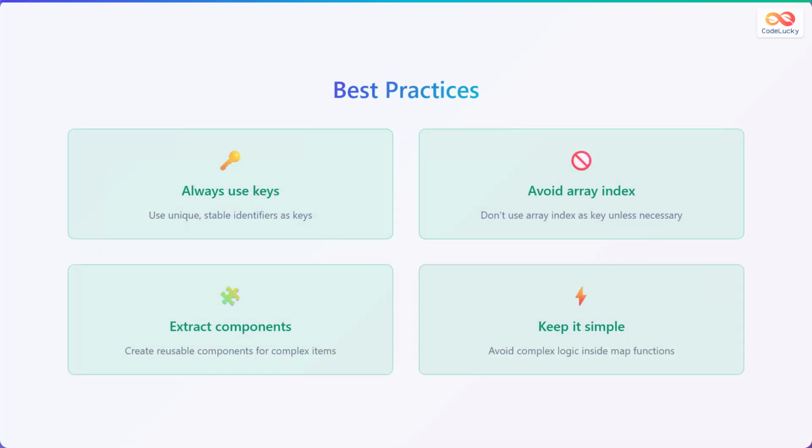To wrap up, let's go over some best practices when rendering lists in React. First, always use keys. Use unique, stable identifiers as keys to help React identify changes efficiently. Second, avoid using array indexes as keys unless absolutely necessary. Array indexes can change when the list is reordered, leading to unexpected behavior. Third, extract components for complex items. This makes the code more readable, maintainable, and reusable. Fourth, keep the logic inside the map function simple. Avoid complex calculations or conditional rendering inside the map function to keep the code clean and easy to understand.